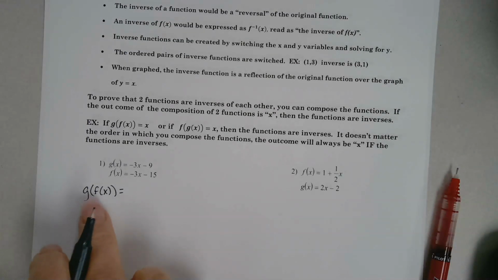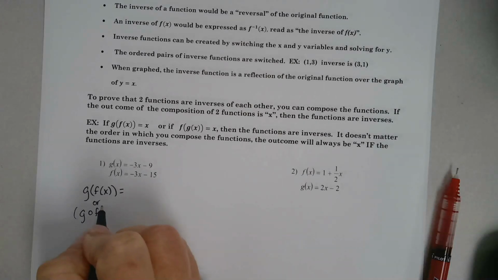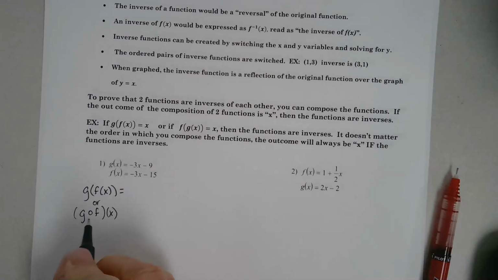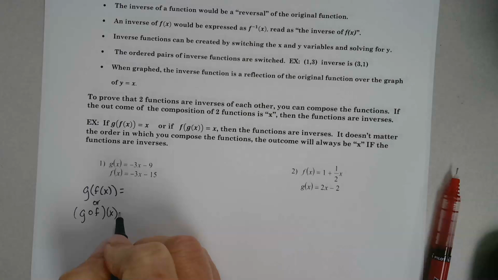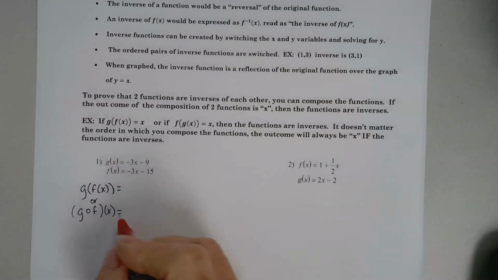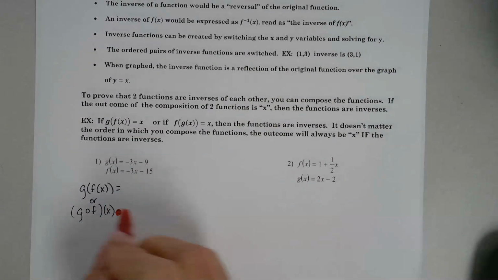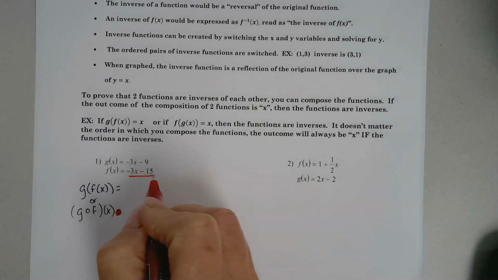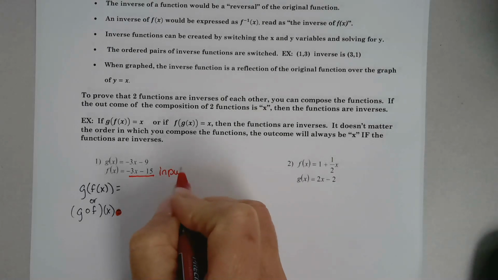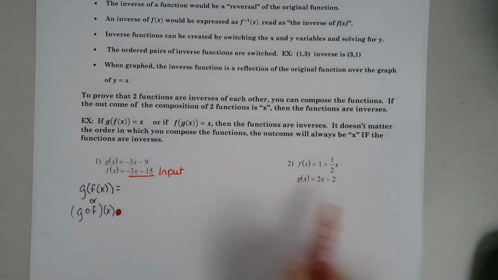Also, remember that you can write this composition as g composed of f of x. Either of those will work. I didn't mean to put an equal sign there. Okay, so we're basing it all off of this order. So f of x is our input, and we are putting that into the other equation straight up for x.